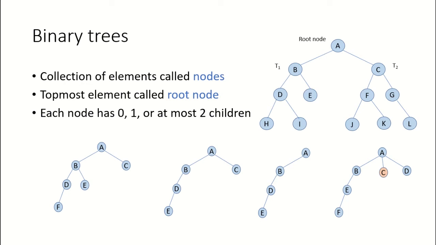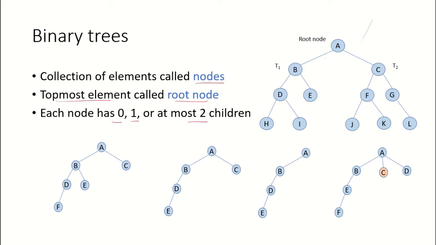Binary trees are a special type of tree, and as they are trees, they have a collection of elements called nodes. And yes, the topmost element is called the root node. The special property of binary trees is that each node has 0, 1 or at the most 2 children. So each node can have at the most 2 children only. It cannot have more than 2 children.